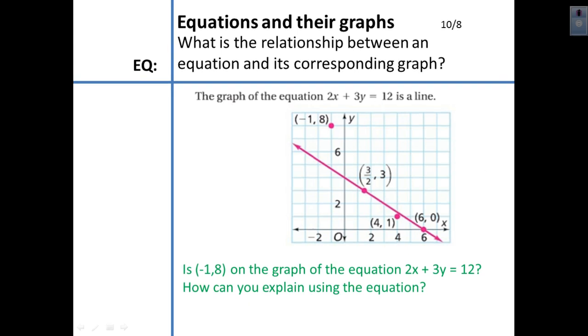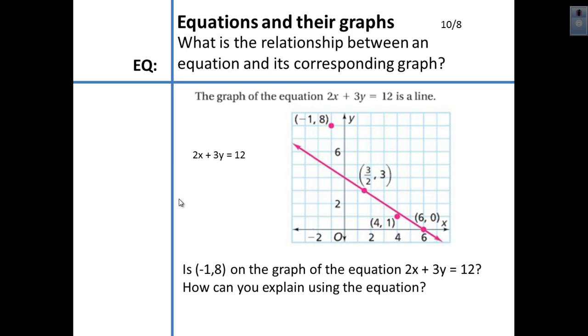So what we're going to do is use the coordinates from that point, and substitute the values into the equation. Think back when we talked about solving a linear equation, and a solution of an equation is a value that satisfies the equation. If we want to test whether a point is on the graph of an equation, we want to see if its coordinates satisfy the equation of that graph.